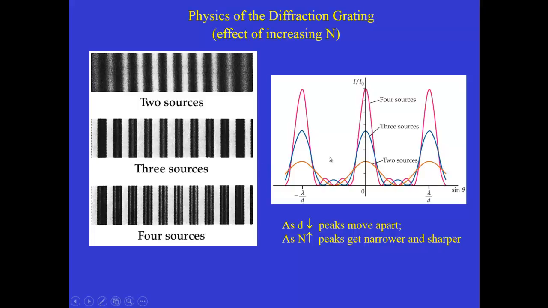Alright, so the red intensity pattern shows what we get with two sources. We get a peak at the center, maximum intensity, goes down to a minimum, and then appears again as a maximum. And that's what we see in the top photograph. Two sources, a bright fringe at the center, surrounded by two dark fringes, and then more bright fringes. When you add a third source, the individual bright fringes get brighter. And then you can see right in the middle of the dark fringe, a very faint secondary maximum appears.